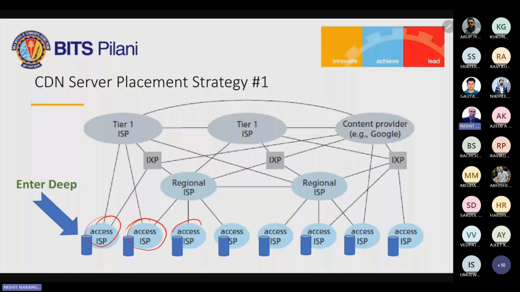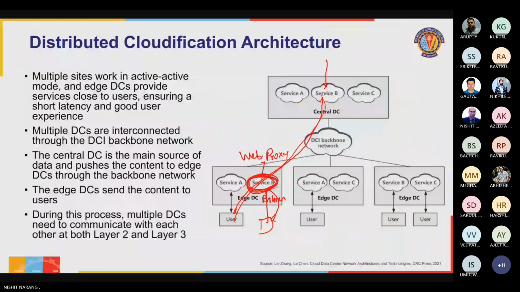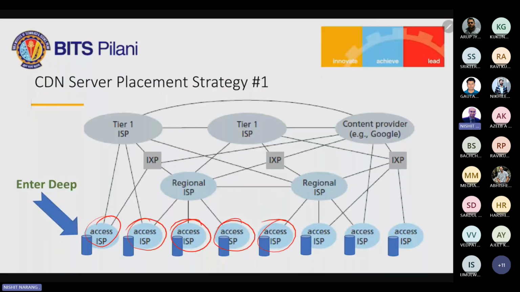I make contracts with them. I tell them, I want my content server to be part of your ISP network. This is how I'm creating my edge data center. So in this slide, when we said service A is deployed in an edge data center, this could be a content server deployed in an ISP network, right? Serving the local users. And that's what we are calling the enter deep strategy. I'm going deep into the internet, to the edge of the internet, and placing my content servers there.